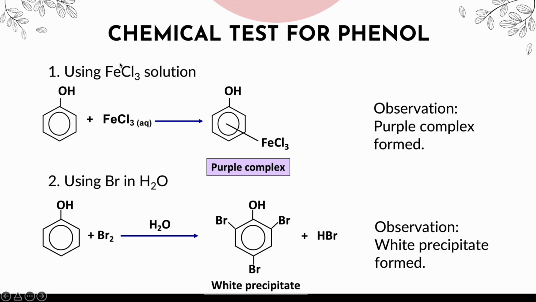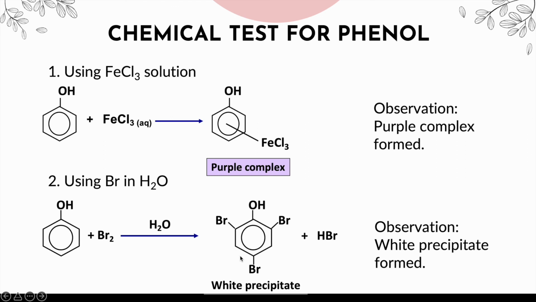Chemical test for phenol using FeCl3 solution. Phenol reacts with FeCl3, and a purple complex will form. The FeCl3 will be in the middle of the benzene ring of the phenol, so a purple complex is formed. If you react phenol with bromine in water, tribromophenol will be formed as a white precipitate. The bromine will attach at carbon number 2, carbon number 4, and carbon number 6. Three bromines in total will be attached to the phenol, plus HBr as the side product. So a white precipitate is formed, and the white precipitate is the tribromophenol.